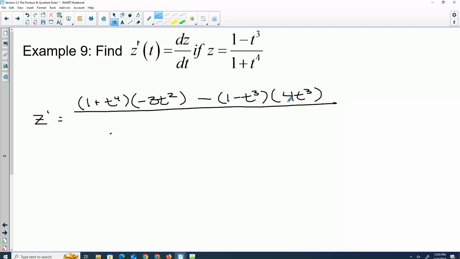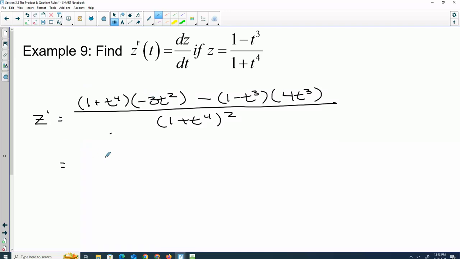Over low squared. We do want to simplify. If we have to do a second derivative or something, we want our answer to be as simplified as possible. So we're going to work through this.